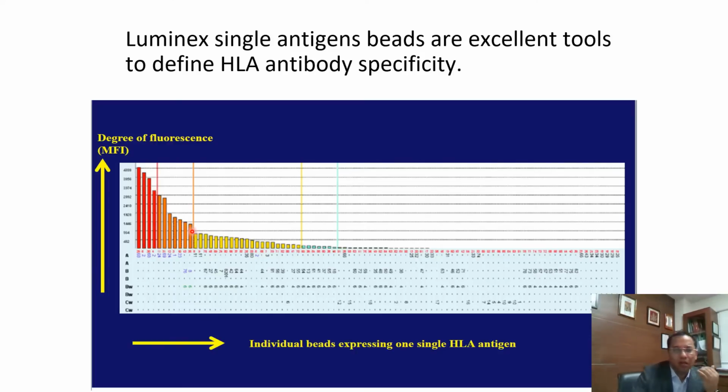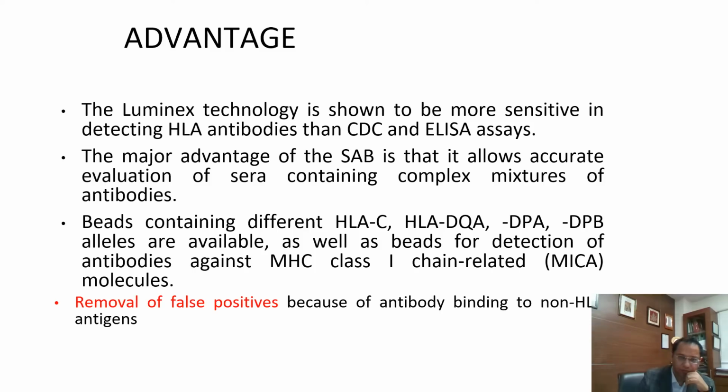So, for example, generally the cutoff that is taken for class 1 and class 2 is 1000. Anything above 1000 MFI is considered positive, and anything below 1000 is negative. So you have to have your own standardization. Every lab does that for itself. You compare it with the flow cytometry cross match or other techniques, and you derive the MFI above which you are going to give a positive.